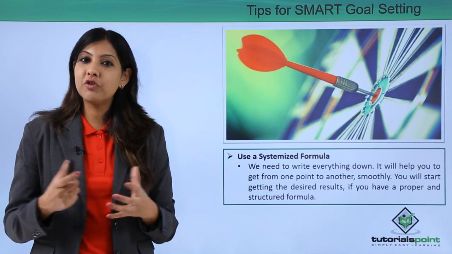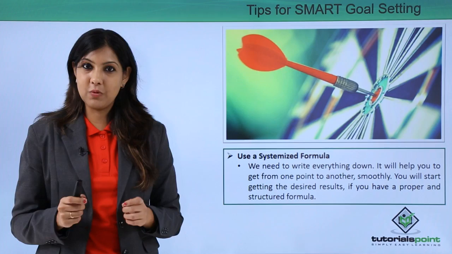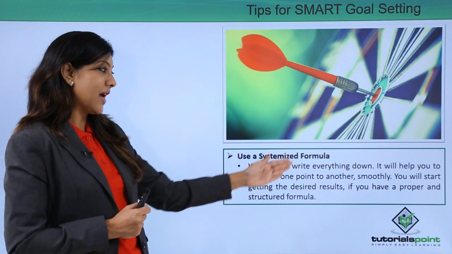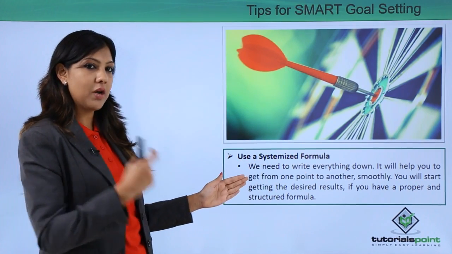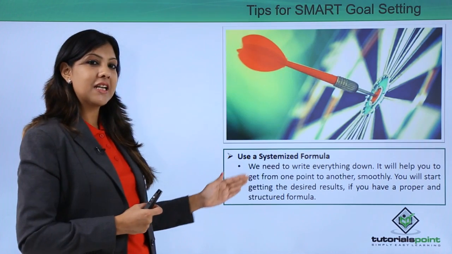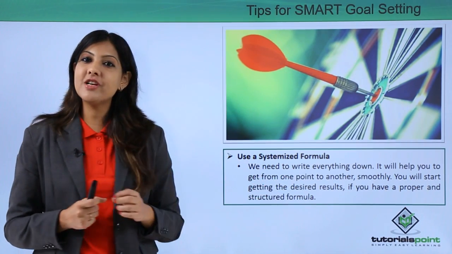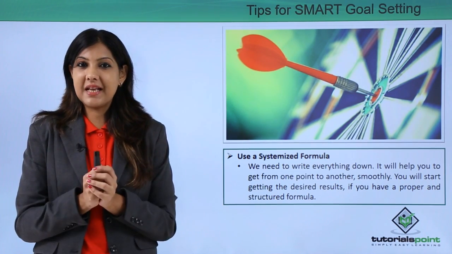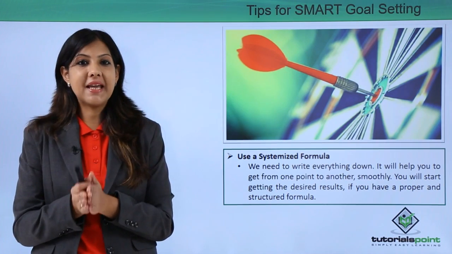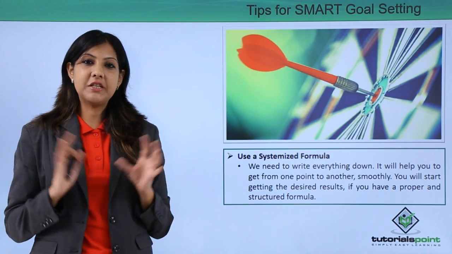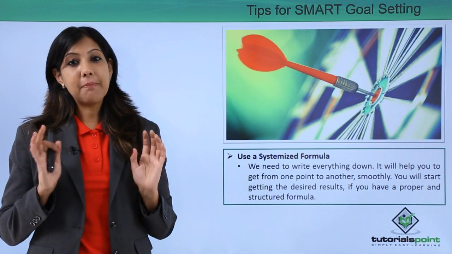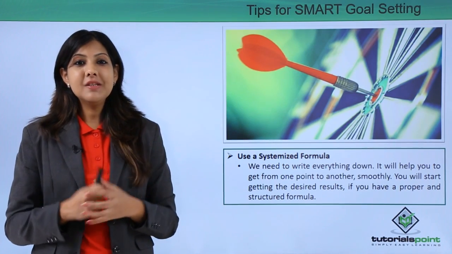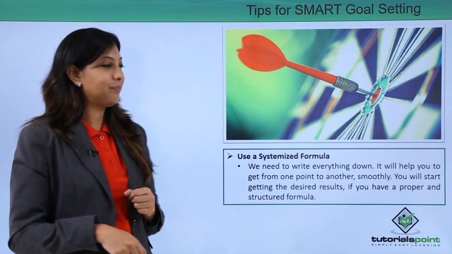Use a systemized formula. Goal setting is not wishful thinking. You need to actually write them down. If you do not write your goals, they are not goals, they are just wishful thinking. And hence you need to write everything down. It will help you to get from one point to another smoothly. You will also start getting the desired results if you have a proper and a structured formula. So always make sure, for example, the sentence which says, I want to be rich by $40 million by the end of 2028. Now, how do you put this into a formula? How do you strategize it and make it a proper structure which will help you to go about your goal smoothly and in a nice functionable manner?